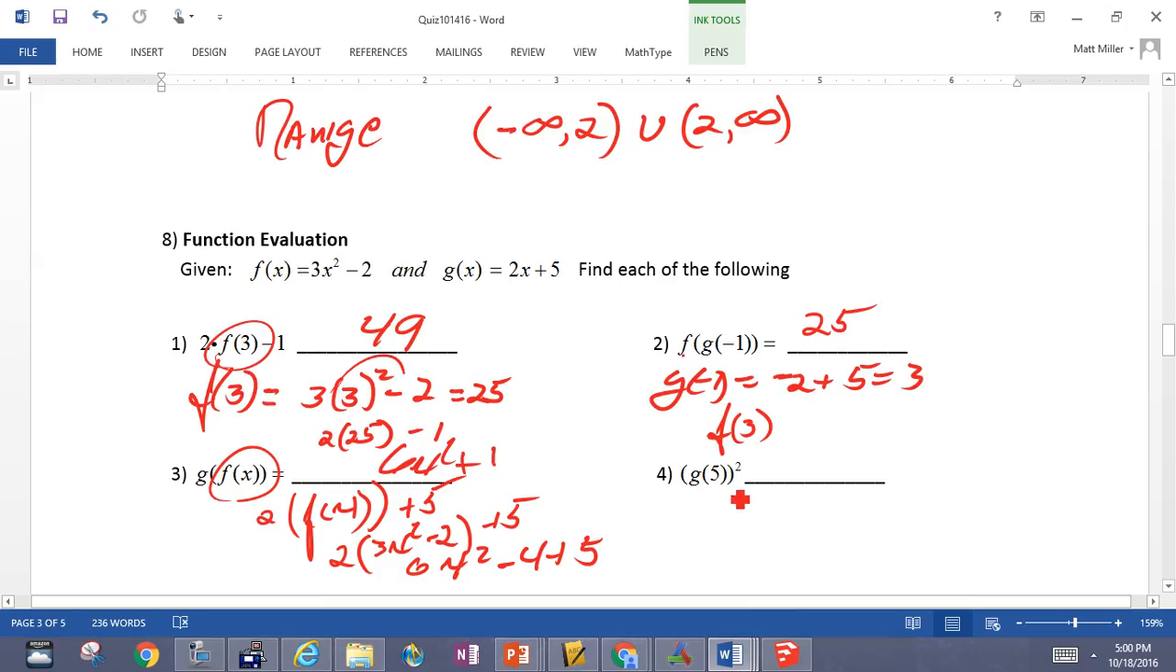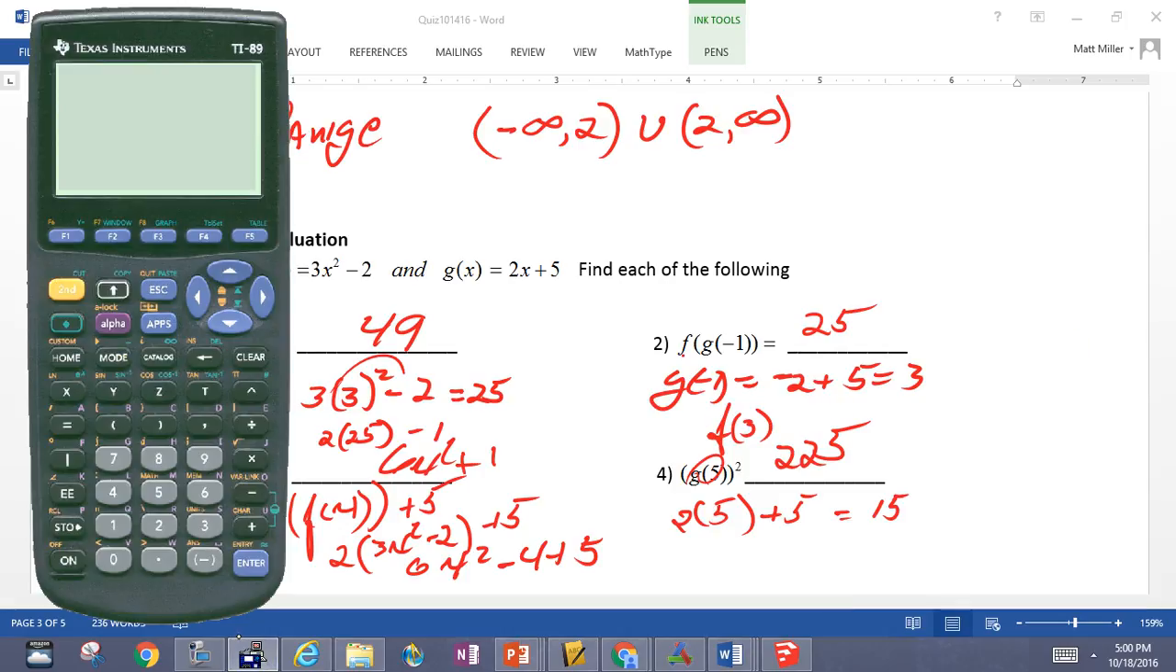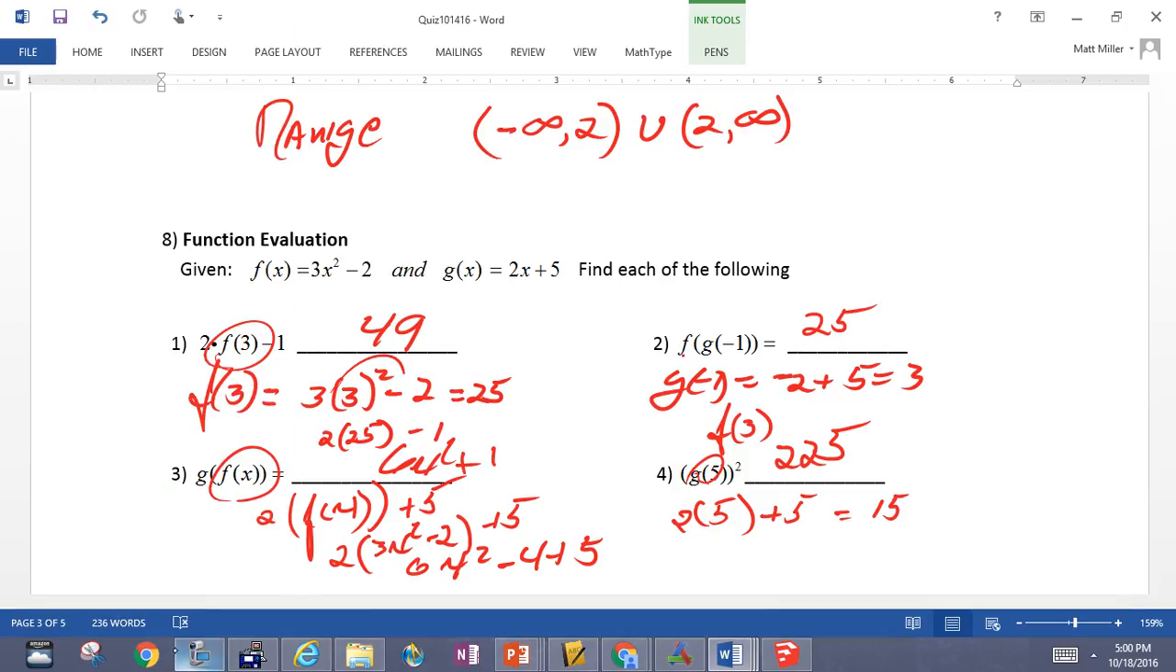Okay? g of 5, squared. So g of 5 means 2 times 5, plus 5, which of course would be 15. And then it calls for that, which is 15 right there, being squared, for 225. Okay? So we'll keep it ending at that point, and we'll come back in the next video and solve the rest of the test.